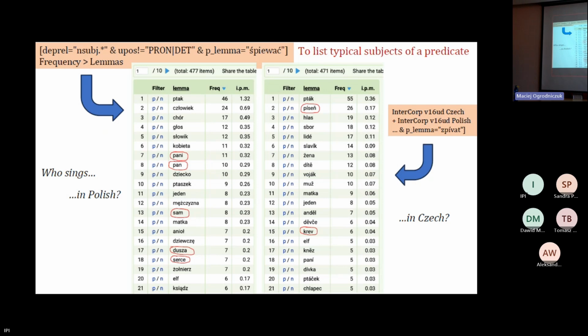And it's interesting that of course the birds sing in both languages, but in Czech suddenly you have something like the song that can sing. You don't have that in Polish. But in Polish, you have some nice words such as dusza or serce, which you don't have in Czech. So you only have blood in Czech. The blood sings. I don't know what that is.